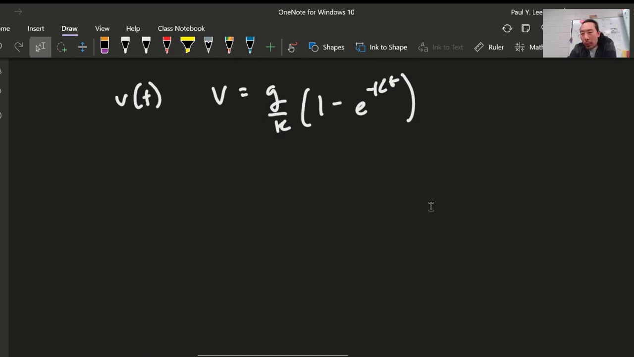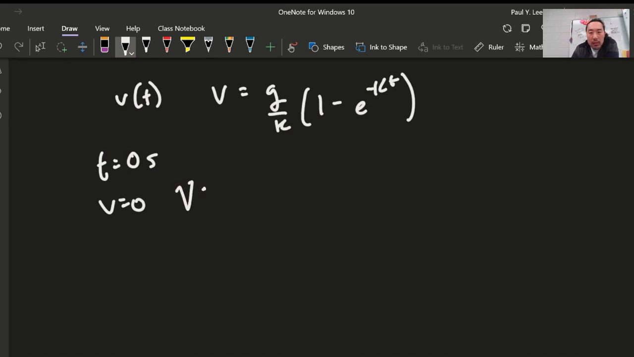So if you remember, the two bounds that we discussed was that at t is equal to 0 seconds, our velocity is 0. So if we plug t equals 0 into our velocity function, we should get that same result. So let's see it. We have v is equal to g over k times 1 minus e to the negative kt power. Whenever you have a negative exponent, it's just the values in the denominator.